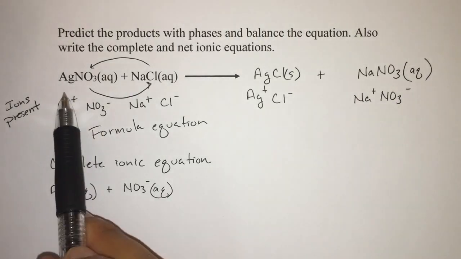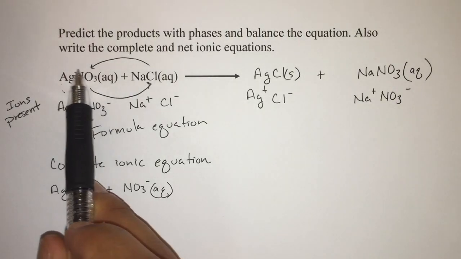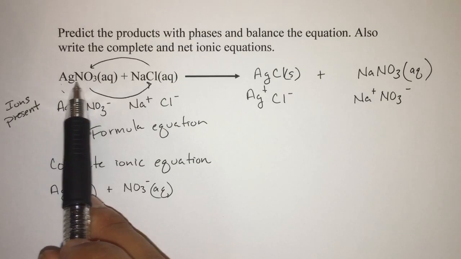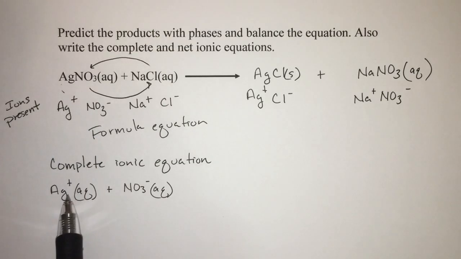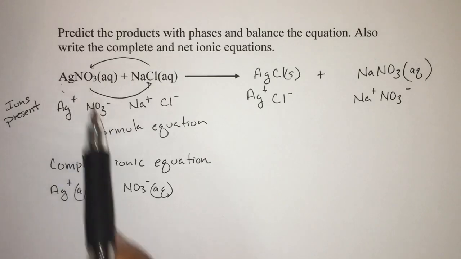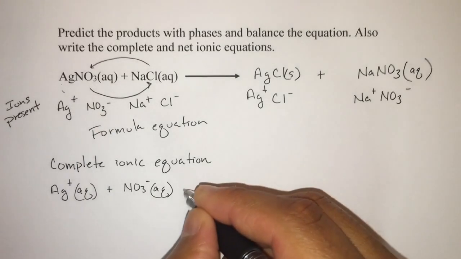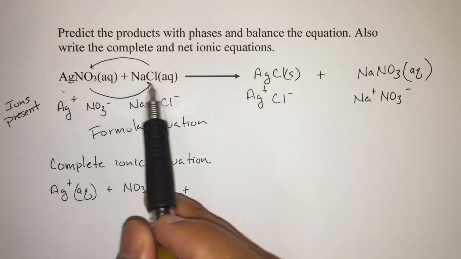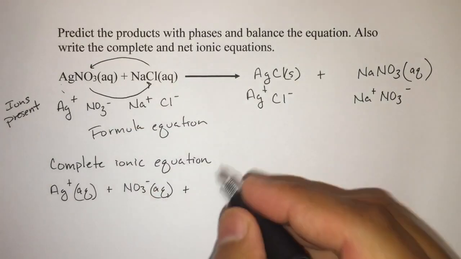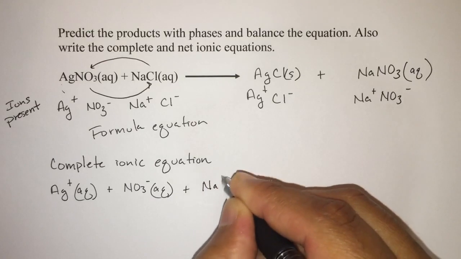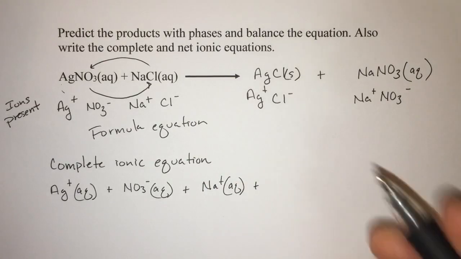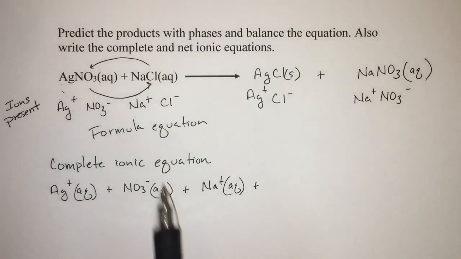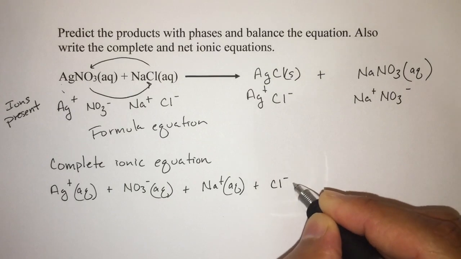And notice that I wrote 1 silver because in the balanced equation there's 1 mole of silver nitrate. So when 1 mole of silver nitrate dissociates, there's 1 mole of silver and 1 mole of nitrate. For the sodium chloride, aqueous, again, we'll go ahead and write those ions that are present. There's 1 mole of sodium chloride in the balanced equation, so we'll write 1 mole of sodium and 1 mole of chloride.